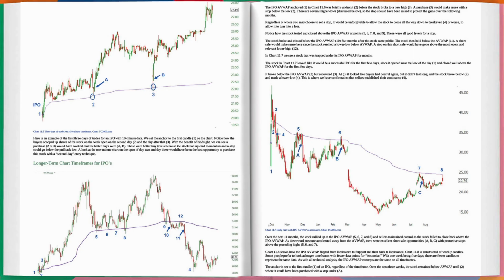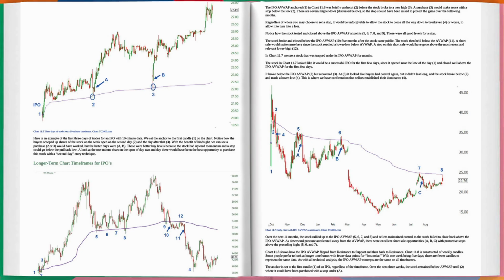Some people prefer to look at longer time frames with fewer data points for less noise. With 1 week being 5 days, there are fewer candles to represent the same data. As with all technical analysis, the IPO AVWAP concepts are the same on all timeframes. The anchor is set to the first candle (1) of an IPO, regardless of the time frame.